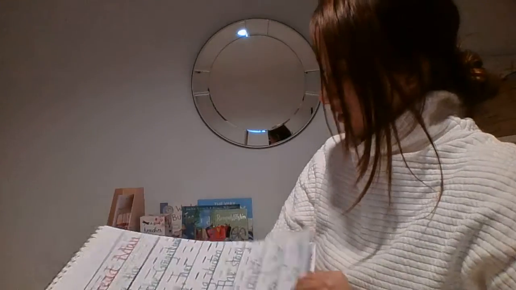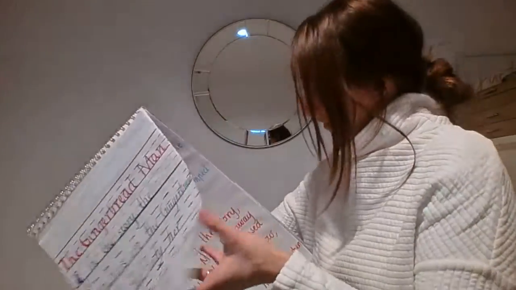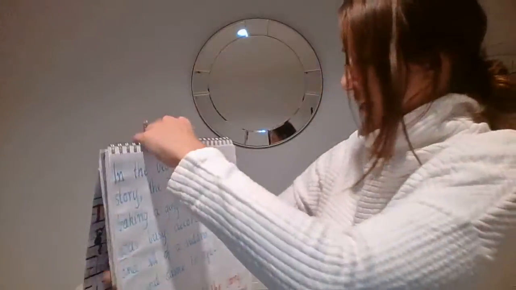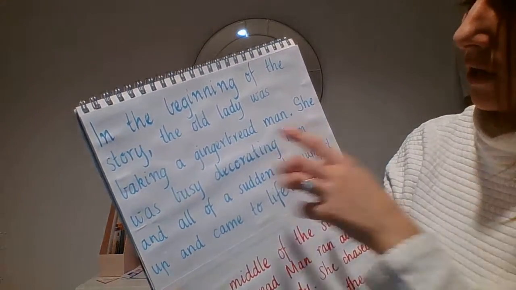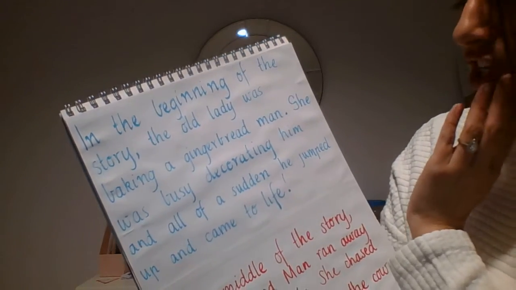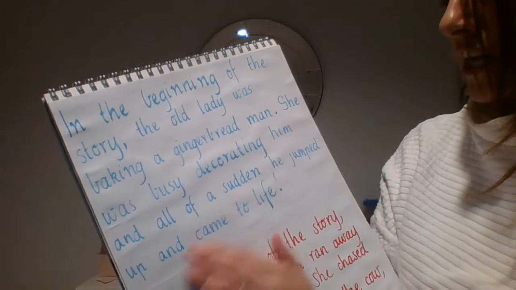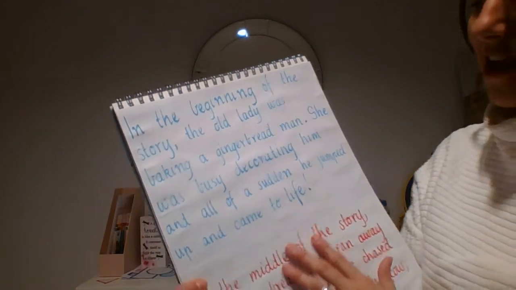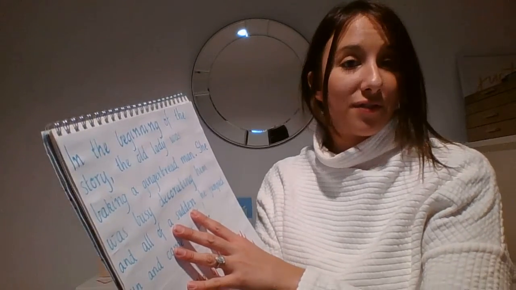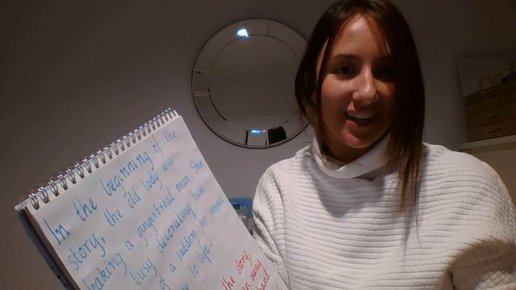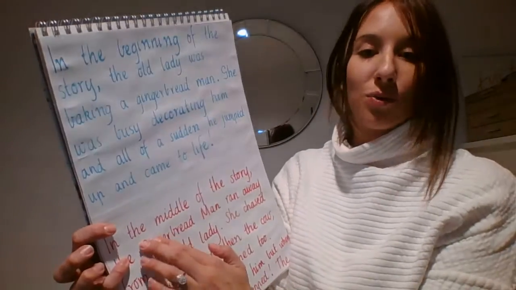Let's read on. So I wrote the orientation in green. I then wrote the beginning in blue. Okay. In the beginning of the story, the old lady was baking a gingerbread man. She was busy decorating him, and all of a sudden he jumped up and came to life. Okay, that's the beginning of my literary retell. Yours might be very different. Okay, and that's what I wanted. I didn't want to write this with you on Tuesday because I wanted you to come up with your own ideas. Okay, then I wrote about the middle yesterday.